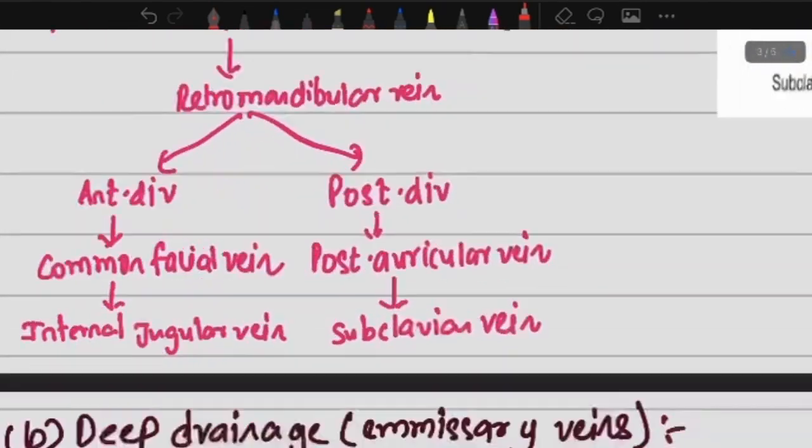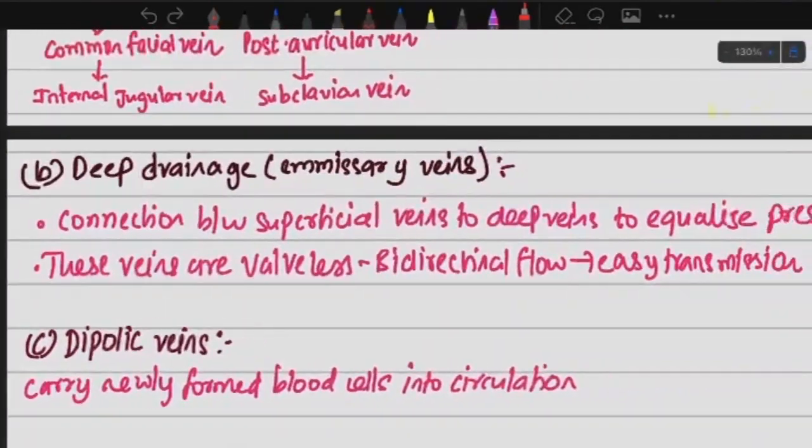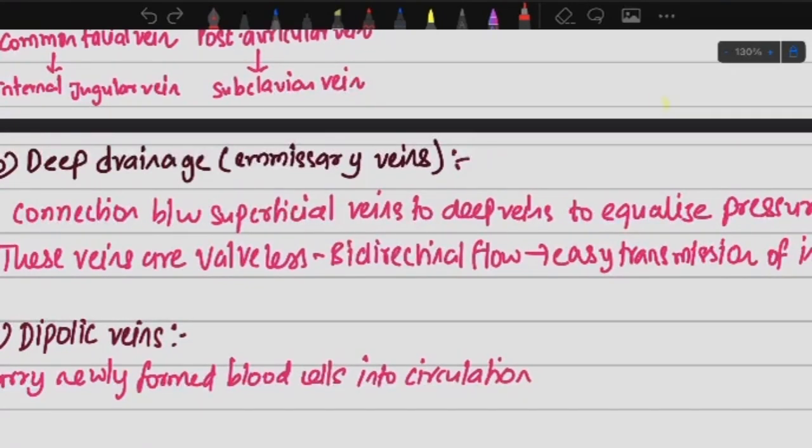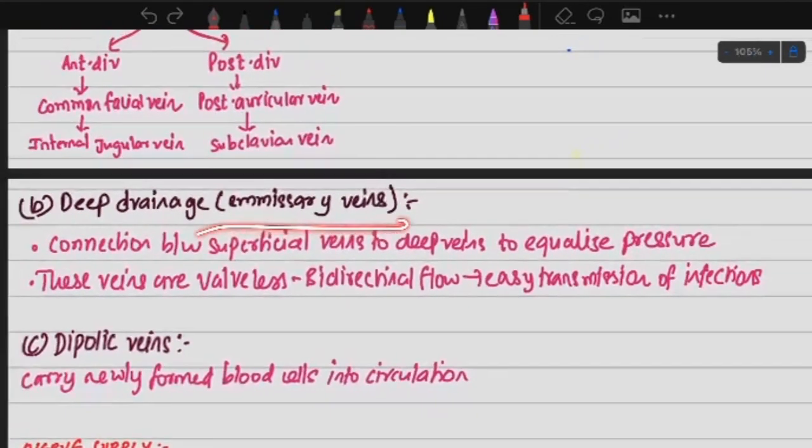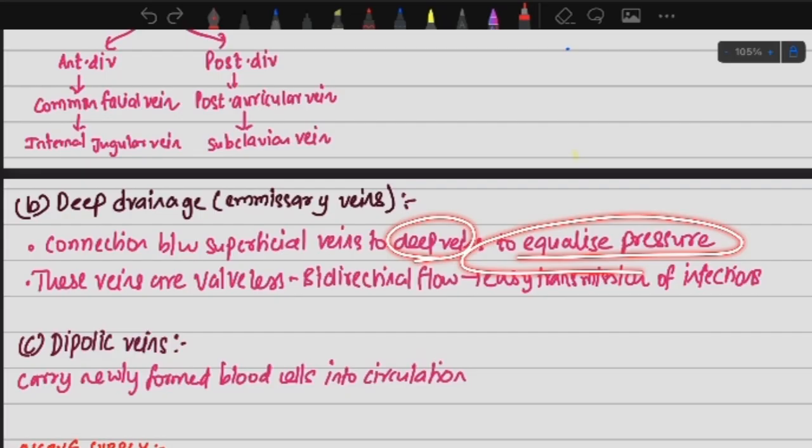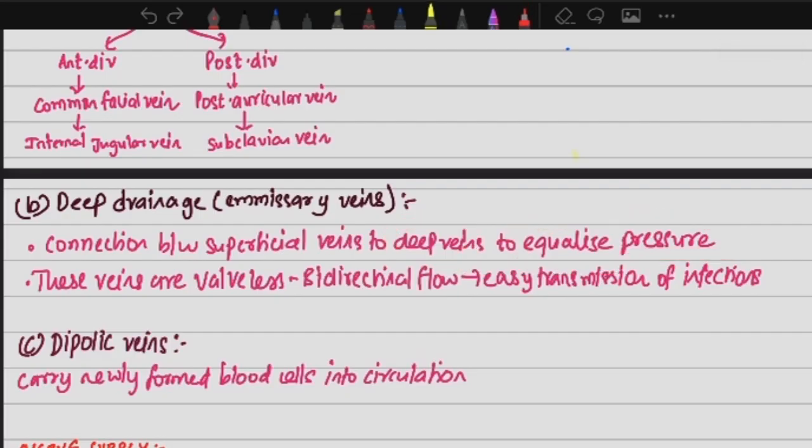Okay, so this is about the superficial drainage. Now deep drainage is by emissary veins. We have talked earlier that they form a connection between superficial veins and deep veins to equalize pressure. As there is a connection, there is a greater chance of transmission of infections. Why? Because these emissary veins are valveless and they have bidirectional flow. Okay, so these are the main reasons.